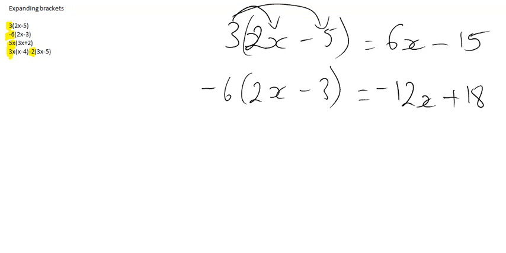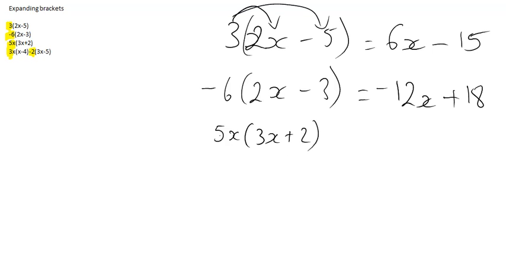Now we don't worry about the fact that we could write that as 18 minus 12x. That's the same thing. Okay? We normally try and make the x's go first. So the next one we should look at is 5x multiplied by 3x plus 2.